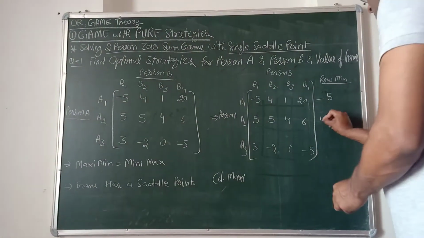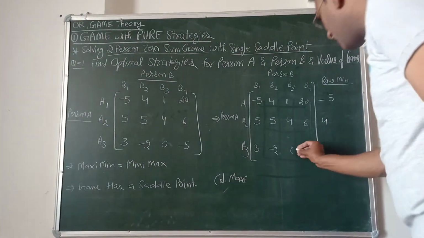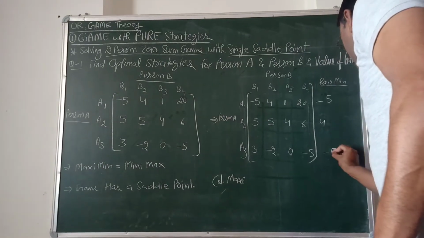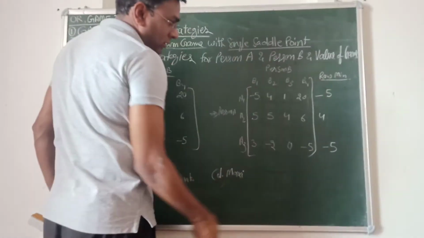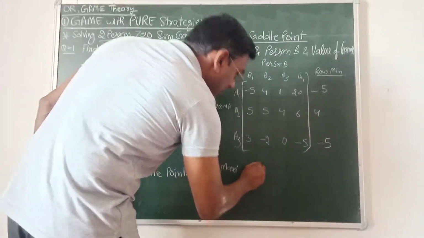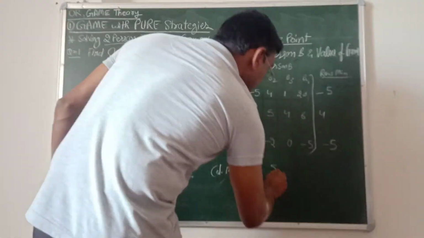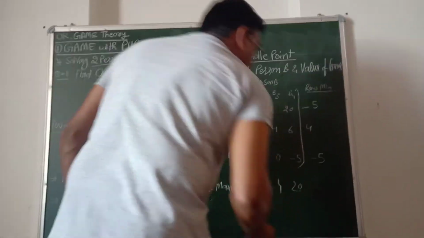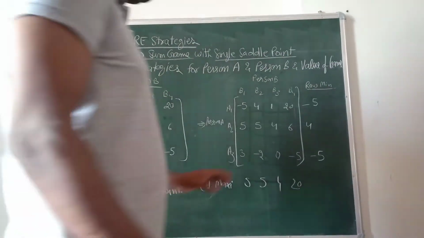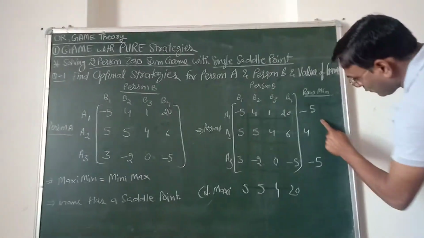Similarly here the minimum value is 4, similarly here the minimum value is minus 5. Okay, now again we are going to choose the maximum value from each column. So here the maximum value is 5, here 5 again, here 4 again, and here 20 again. Now what we have to find? We have to find the maximum value from these values.